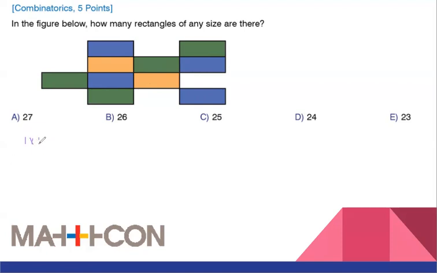If I count the rectangles that are one by one, this is 1, 2, 3, 4, 5, 6, 7, 8, 9, 10. So that's obvious. We have 10 already.